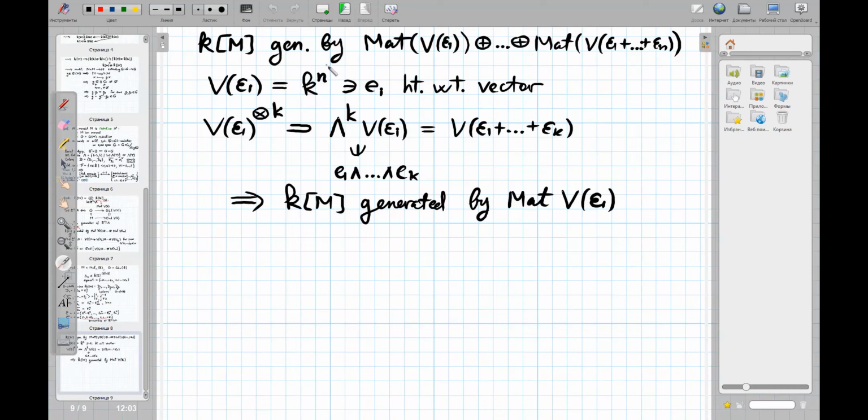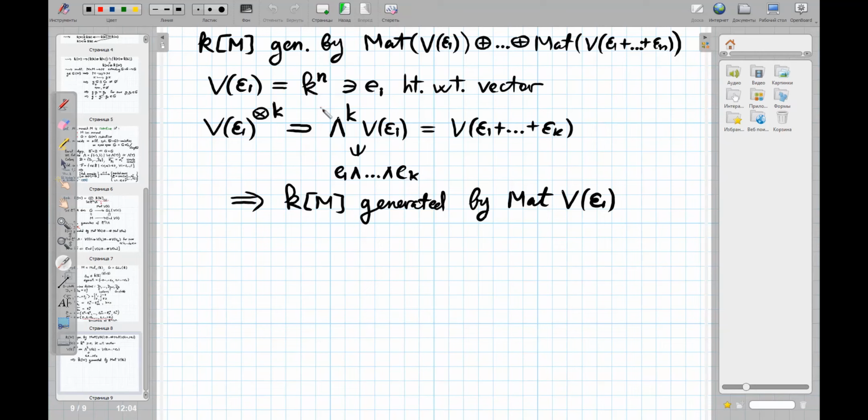So this is a representation of GLN. It is irreducible, and this vector is the highest weight vector in this irreducible representation. And this is its highest weight. This is the representation of GLN on the n-dimensional affine space.